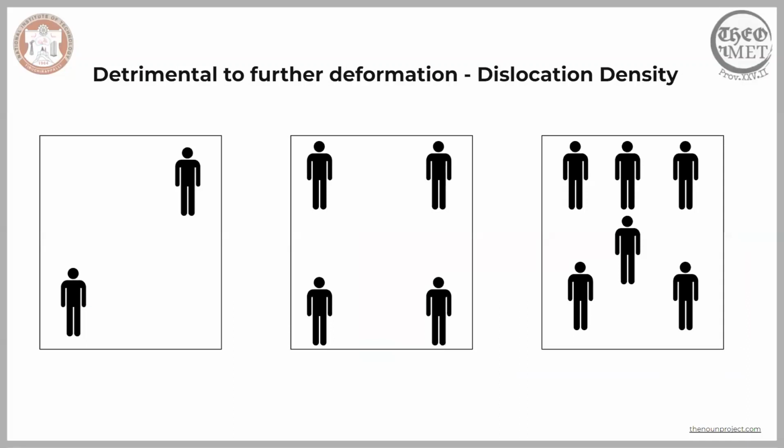The second change which we saw is the increase in the number of defects called dislocations. We quantify this number in terms of a term called the dislocation density. Here you can see, like in the same room, as more people come into the room, the movement between them will also be less. The mobility will be less. In a similar case, as the number of dislocations increases, there will be difficulty in their movement, and hence difficulty in our shape change. Hence, it is detrimental to further deformation.